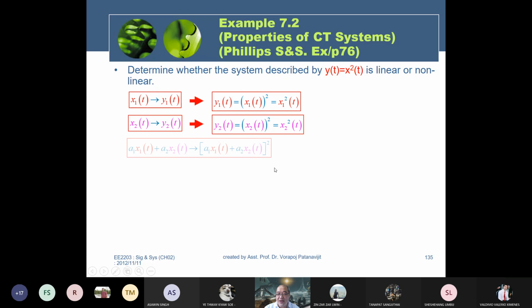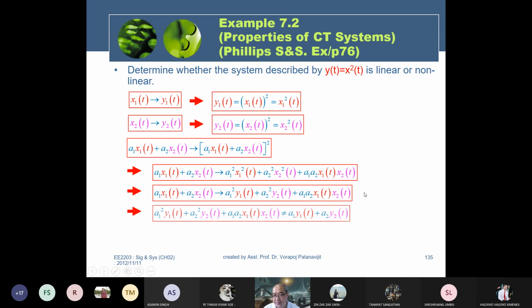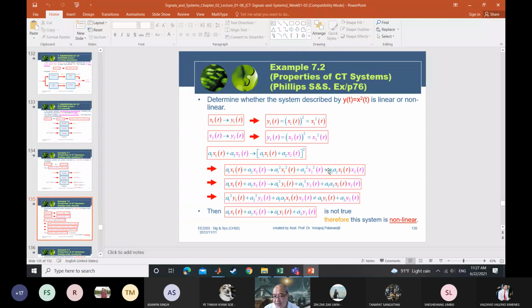Now, if you feed x1 and x2 at the same time, you take the square of them, right? You take the square of them. Sorry for this, there may be a little bit of an error here. I will fix that. Sorry.